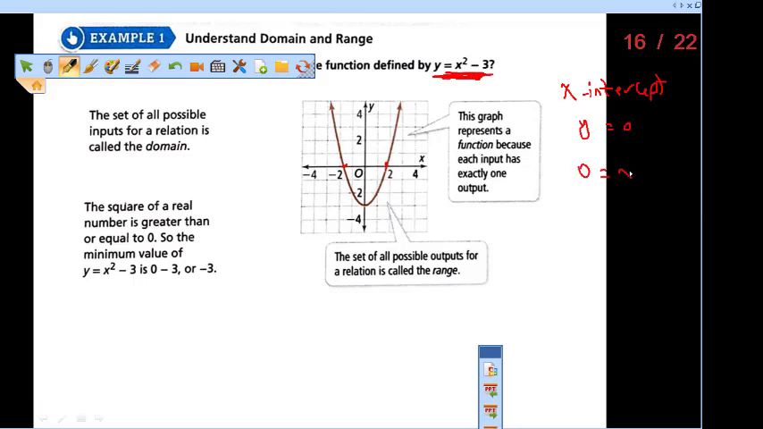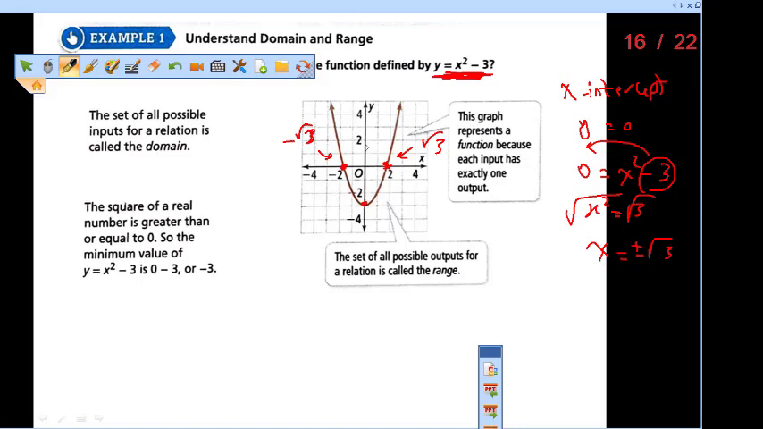It means 0 equals x squared minus 3. Take negative 3 to the left: x squared equals 3. By taking the radical, my x is negative radical 3 and positive radical 3. It means this one is negative radical 3 and this one is positive radical 3. These points are the x-intercepts.